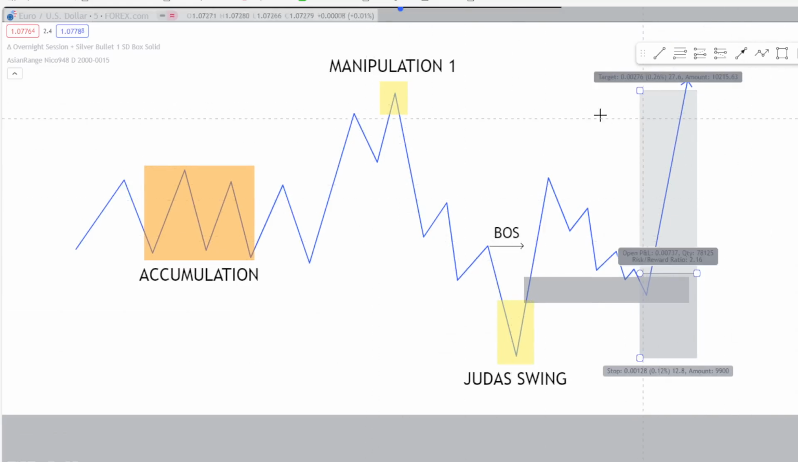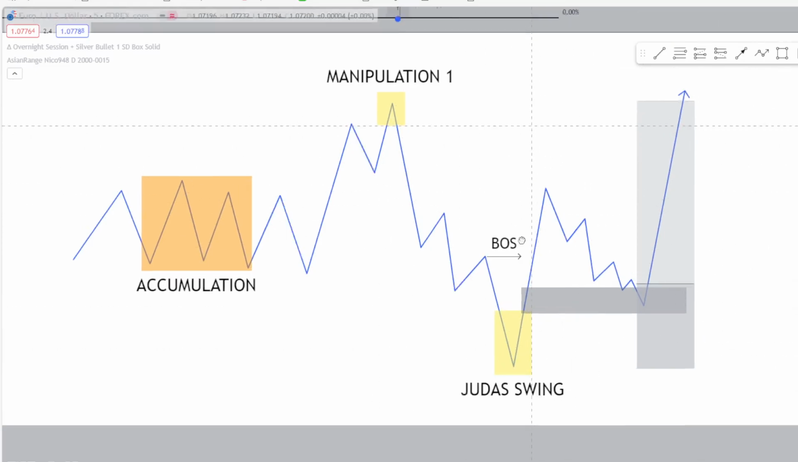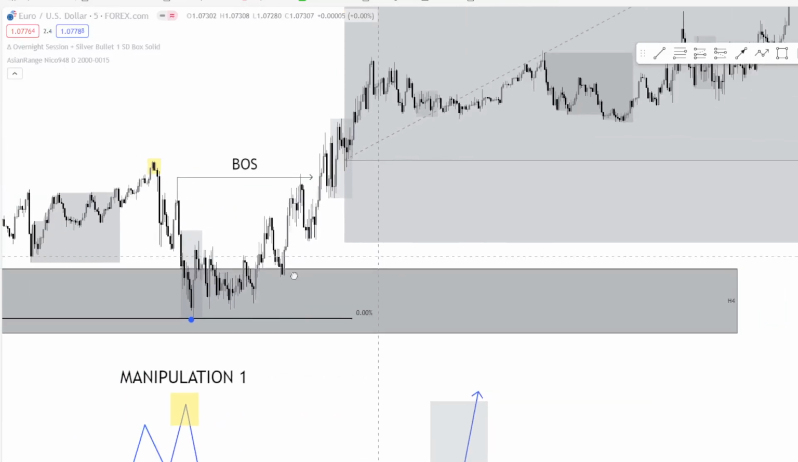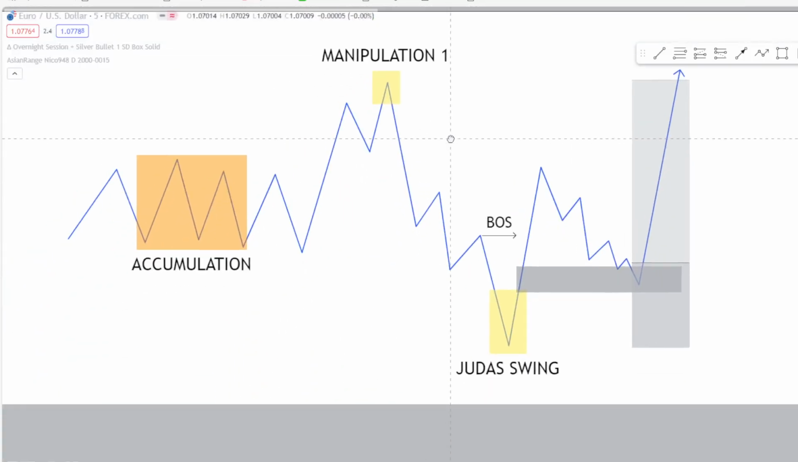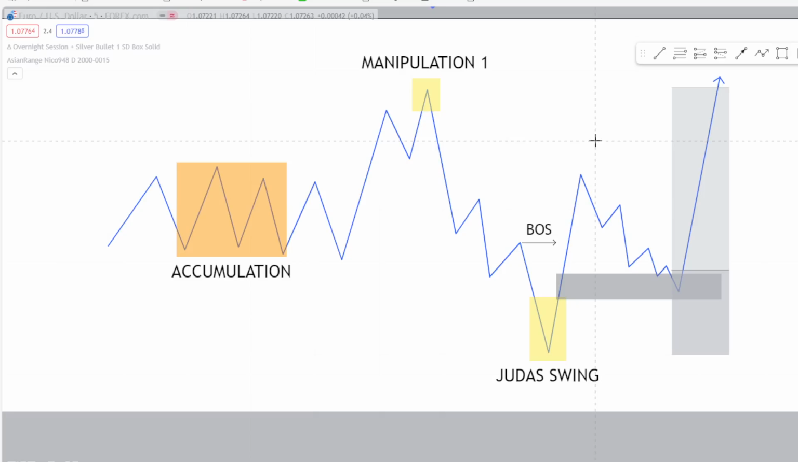And this is very simply how the trade on Wednesday was taken, right? How this trade over here was taken using this schematic, right? So that's essentially one of the ICT models that we trade here at Liquid FX.